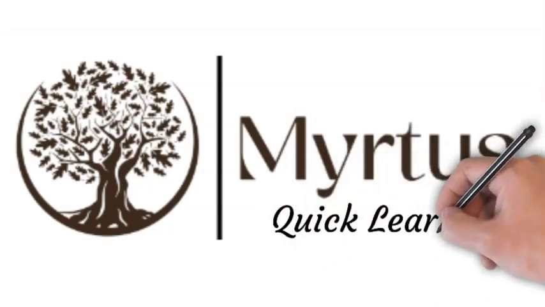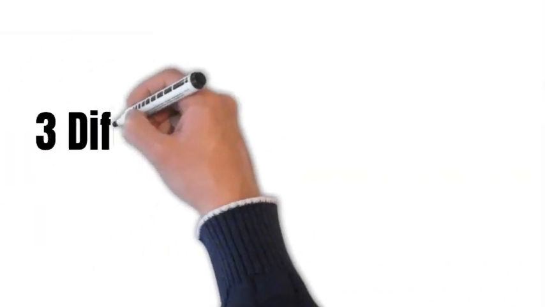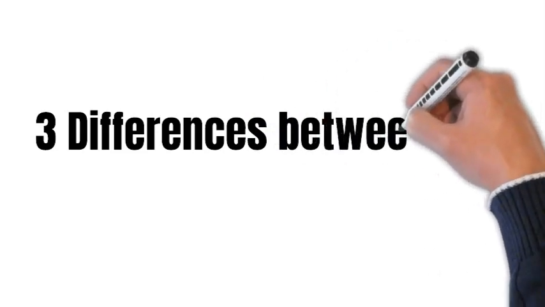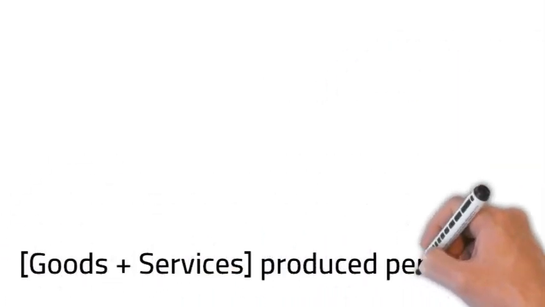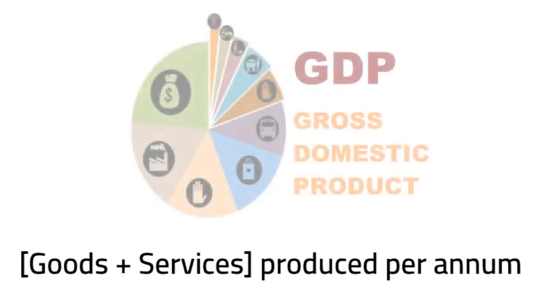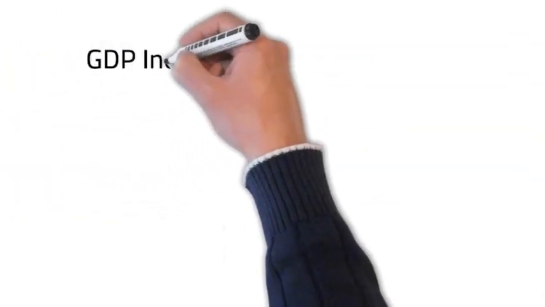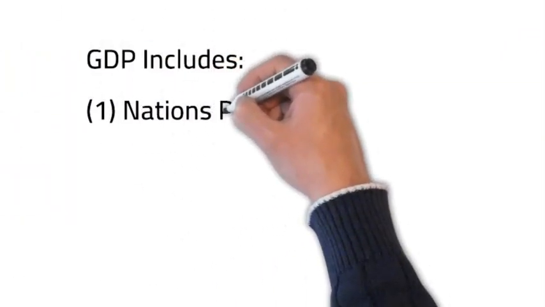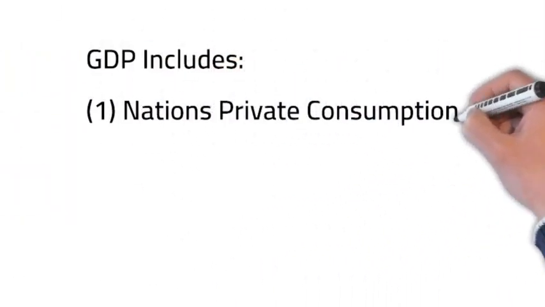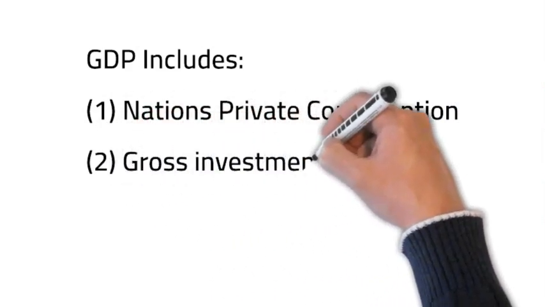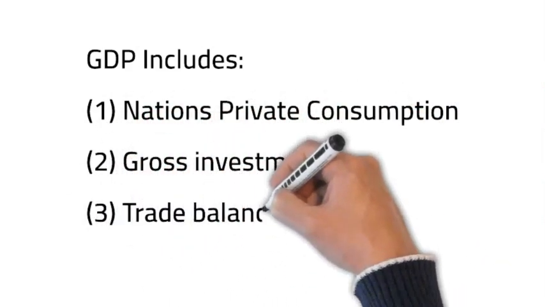I'm Tom Varghese and today I want to explain to you the three differences between GDP and GNP. So to define GDP, it would be the value of all goods and services produced within the boundary of a nation in a one-year period. So it includes things like the nation's private consumption, gross investment, and trade balance. And trade balance would be exports minus imports.